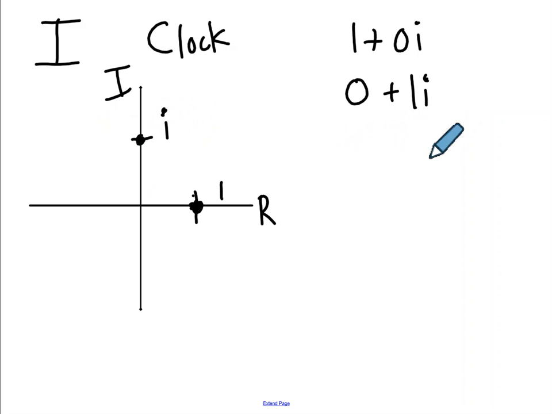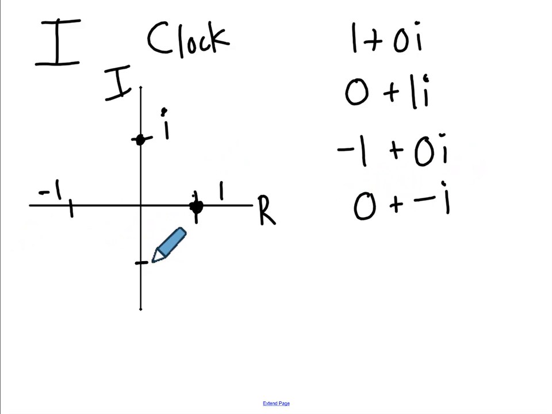Now I am going to plot the point -1 plus 0i. That is right here. This one is -1. And last but not least, I'm going to plot 0 plus -i. And that is right here. So my points on this axis here have been plotted using our geometric approach.